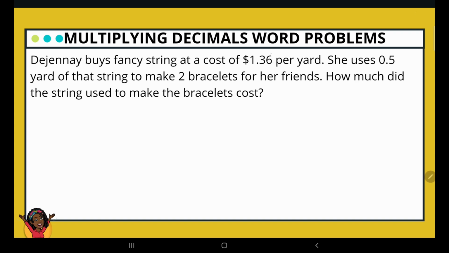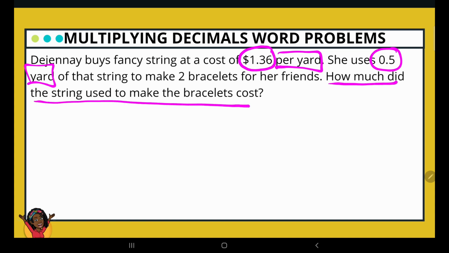So here we have that her total cost was $1.36 per yard. Now, of that, she's using 0.5, which is also a half, right? So 0.5 yards was used. She made 2 bracelets. That number is insignificant as it relates to solving our problem because we're trying to find out how much the string that she used cost. So we're going to take our total amount of $1.36 and multiply that by the amount that was used, which is 0.5.